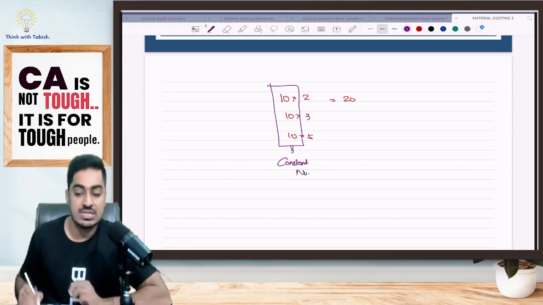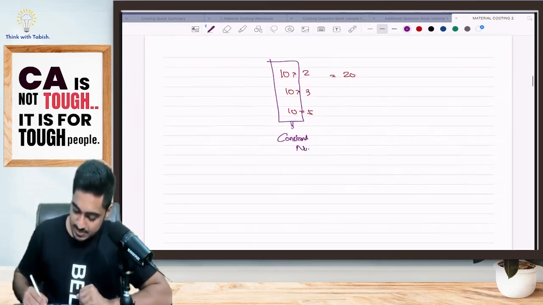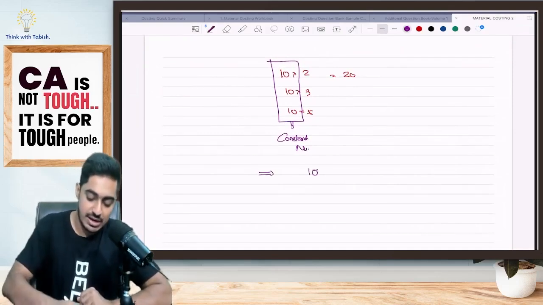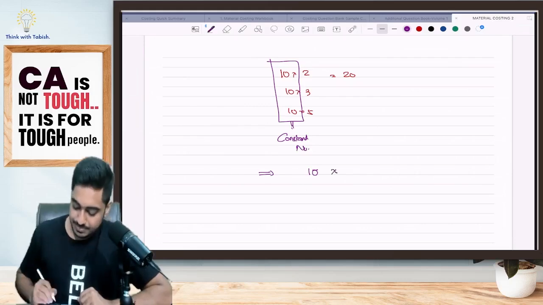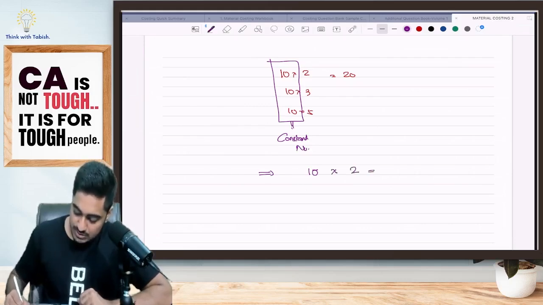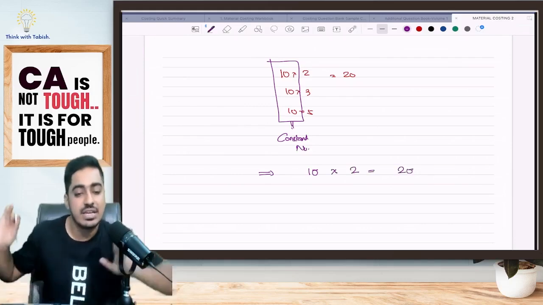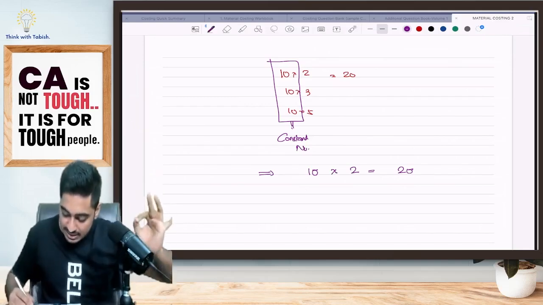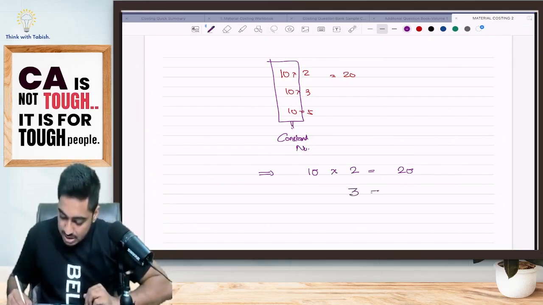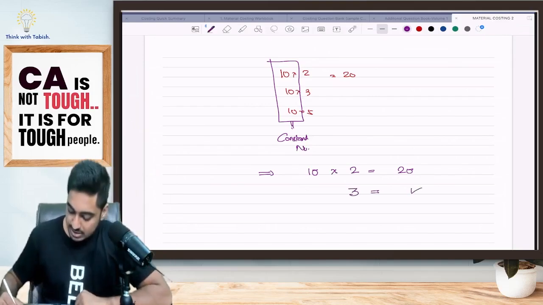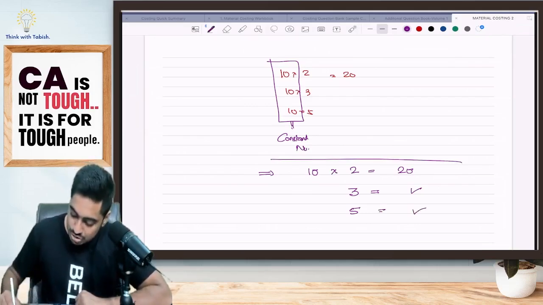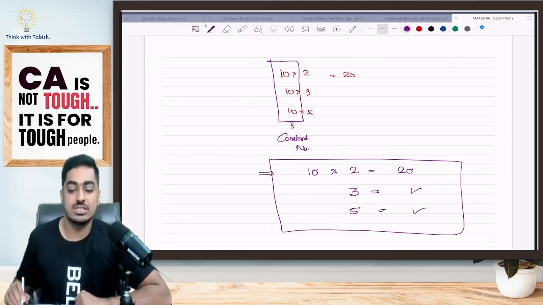So now instead of doing it this way, pay attention. These are the steps you can follow. First, write down 10 on your calculator. Press into 2 equals 20. Nothing new till here. But now you will not press AC. Directly you will write 3 equals, you will get 30. Directly you will write 5 equals, you will get 50. Yes or no, everyone? For 90% of students, this should work.